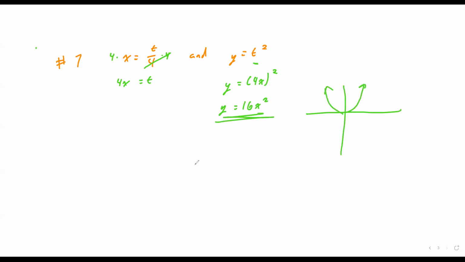That's really your answer right there. It's really what you need to be able to do. Let's look at number 9. Give you a different example. This one is x equals the square root of t plus 3, and then y equals t plus 3.